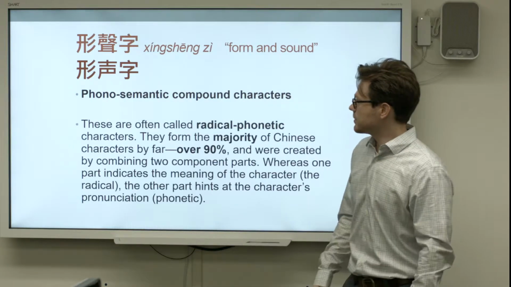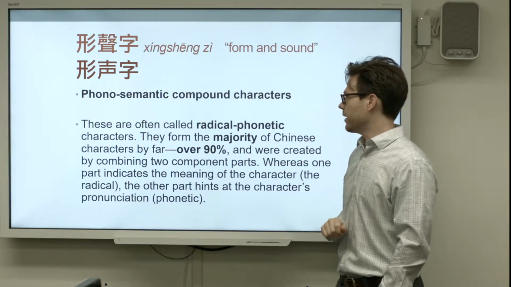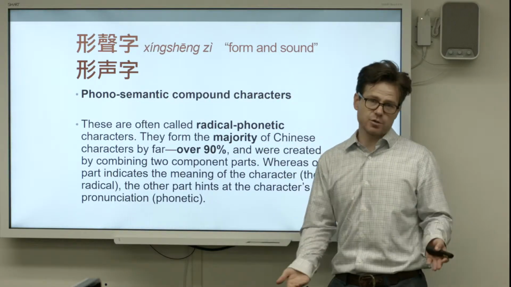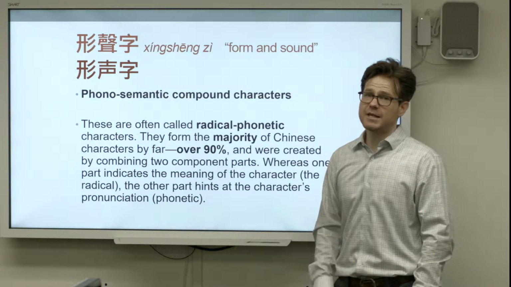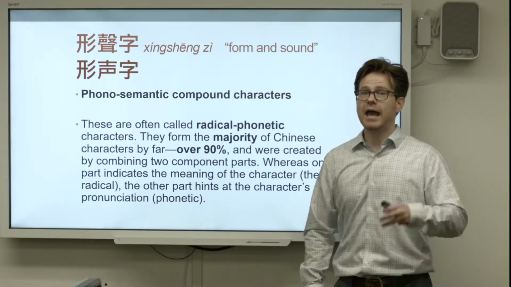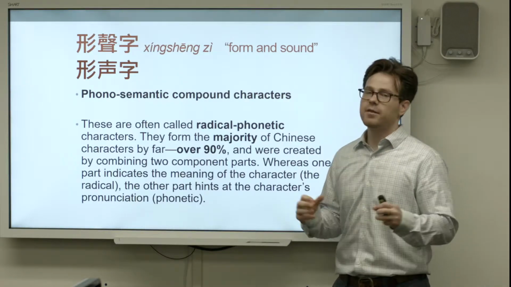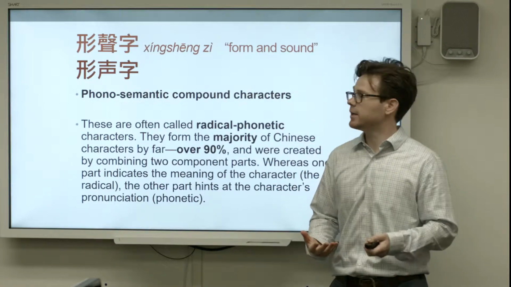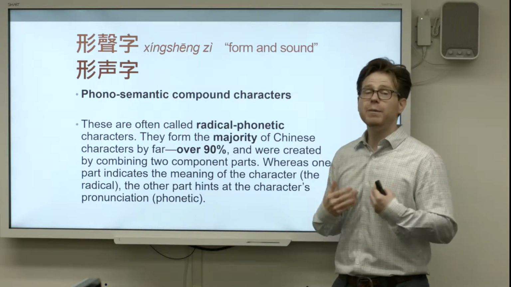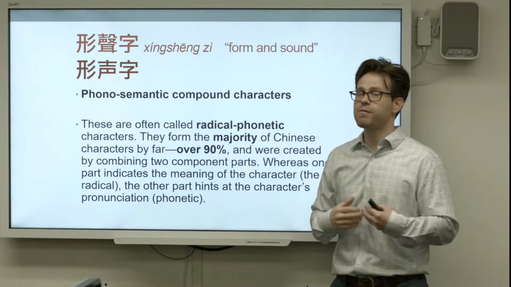And so these characters have two parts: the radical and the phonetic component. They're the vast majority of Chinese characters. Over 90% of Chinese characters have a sound component and a categorical meaning component. These combine to give you two hints, actually. The radical or meaning component is going to tell you what category of characters this one falls into.